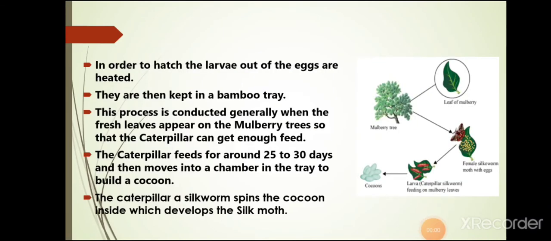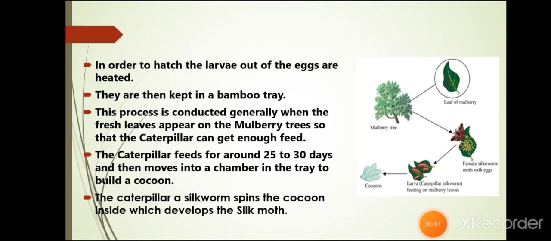After that, the eggs are warmed to a suitable temperature for the larva to hatch from the eggs. This is done when mulberry trees bear a fresh crop of leaves. The caterpillars feed for around 25 to 30 days. Then the caterpillars stop eating and move to a tiny chamber of bamboo in the tray to spin cocoons.